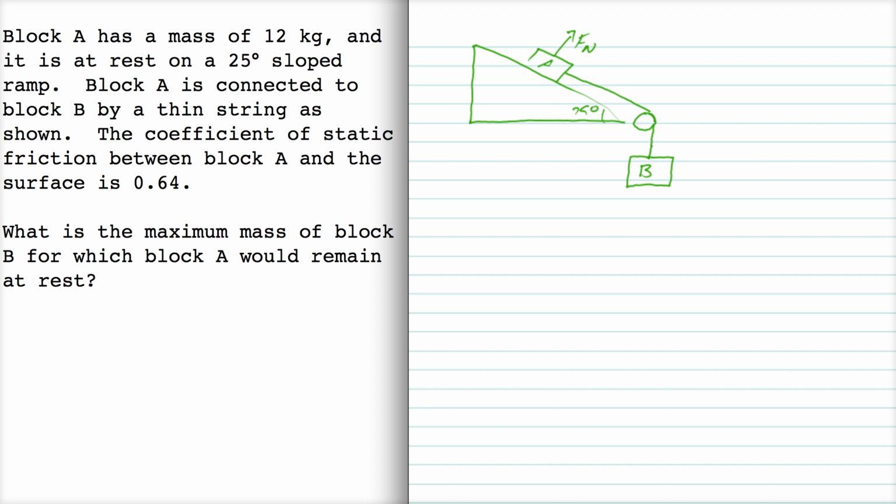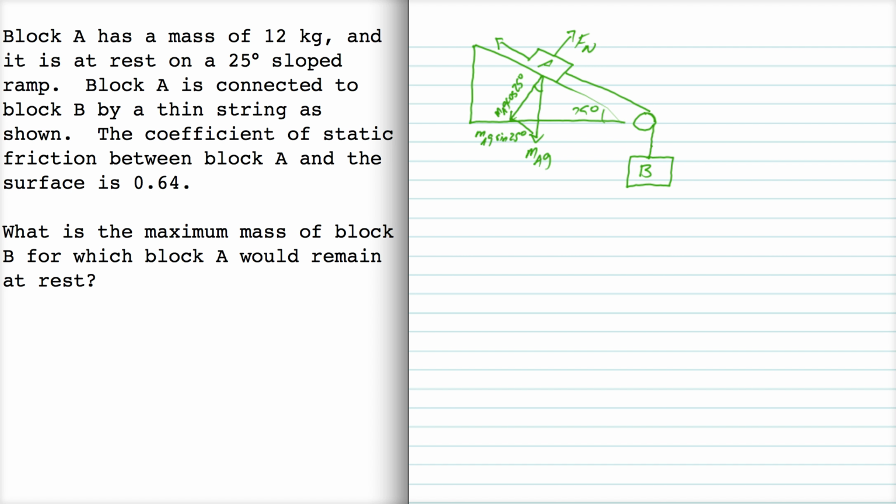So block A, we've got normal force, there's gravity, which has a perpendicular component and a parallel component. Perpendicular component is mg cosine 25, that angle is 25. The parallel component is mg sine 25.